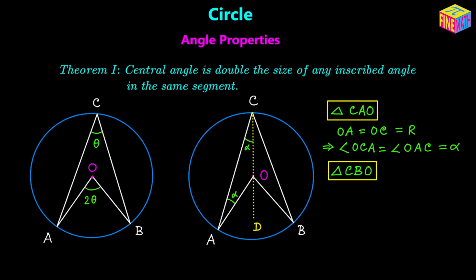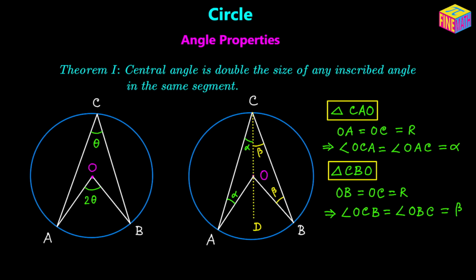Next, let's look at the triangle CBO. Triangle CBO will also be an isosceles triangle because OC and OB are also equal to the radius, so each of those sides would be equal. That means the angles OCB and OBC will also be equal. And let's call it beta. Let's suppose each of those angles is equal to beta.